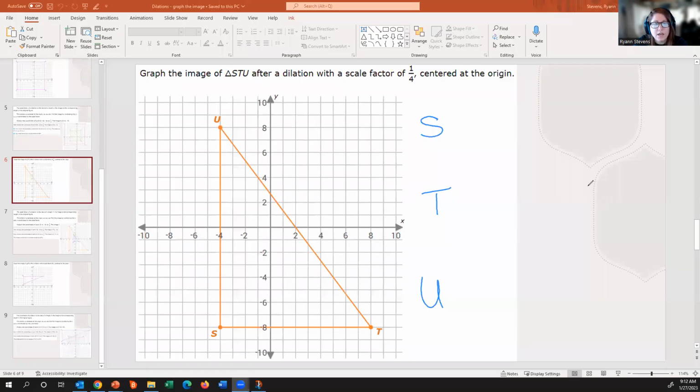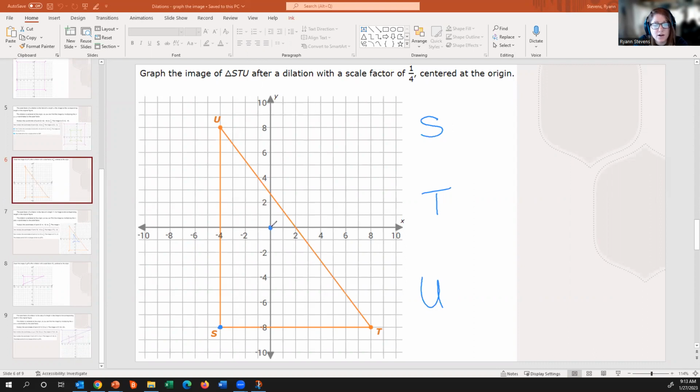So we just looked at an example of a triangle that was reduced in size. So now we're going to look at another triangle, but the scale factor is different. Now we're looking at a scale factor of 1/4. So we have to take each one of these points of this triangle STU, and we need to figure out what are the coordinates of the pre-image.